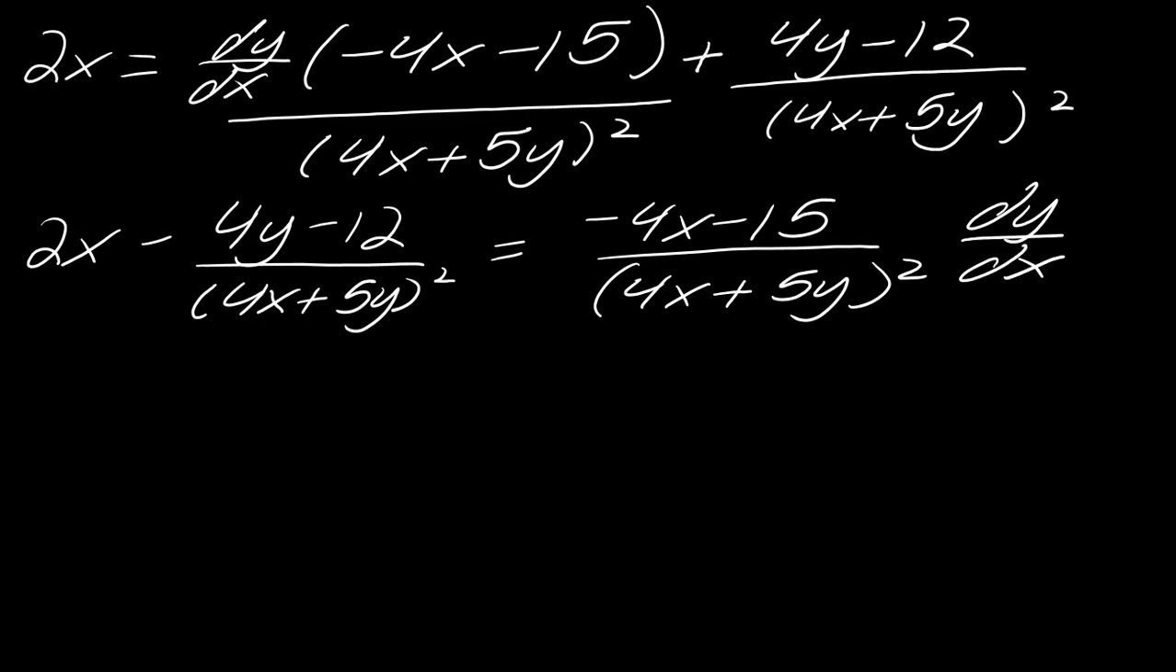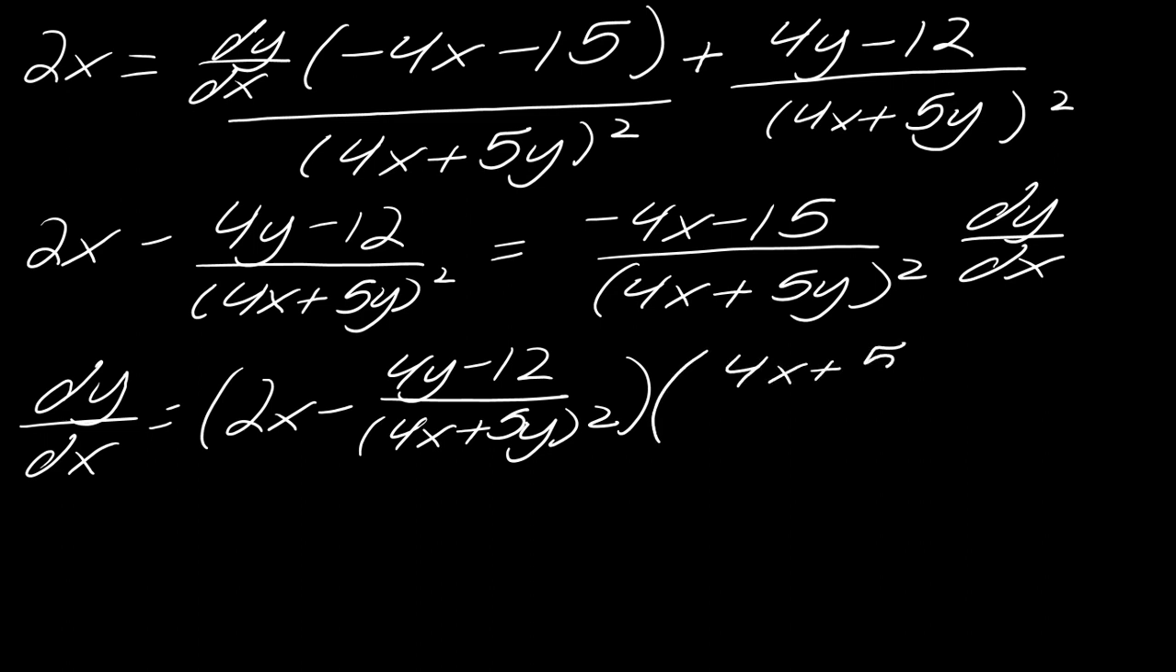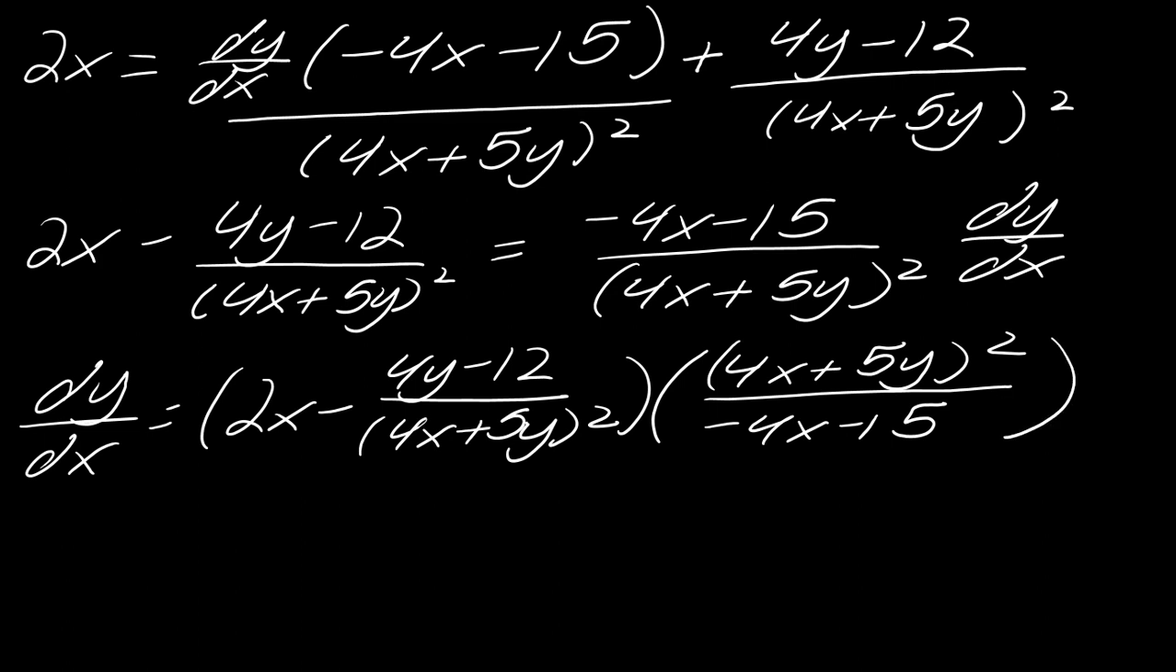So now if I just multiply by the reciprocal here, I get this really gnarly looking answer. This is going to be 2x minus 4y minus 12 over 4x plus 5y squared, and then all of this times this reciprocal of 4x plus 5y squared over negative 4x minus 15. Whew. Okay, and now we are good.